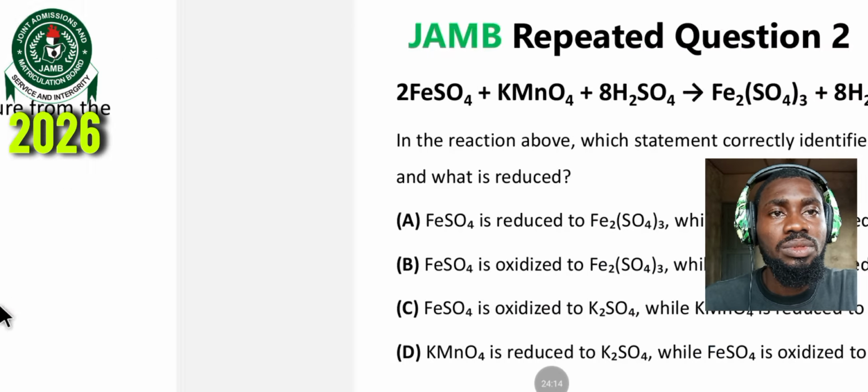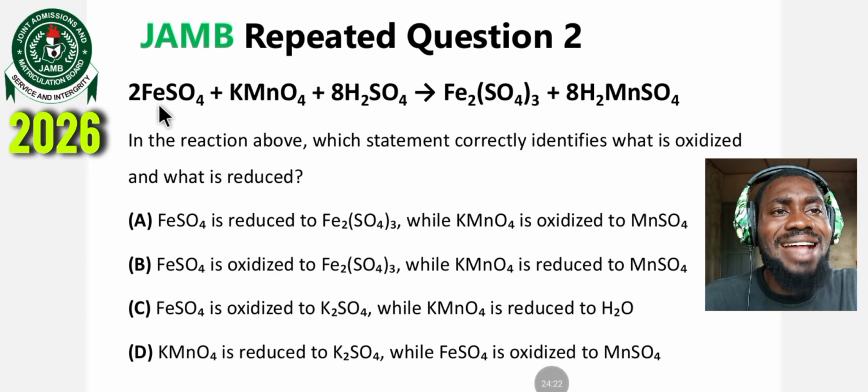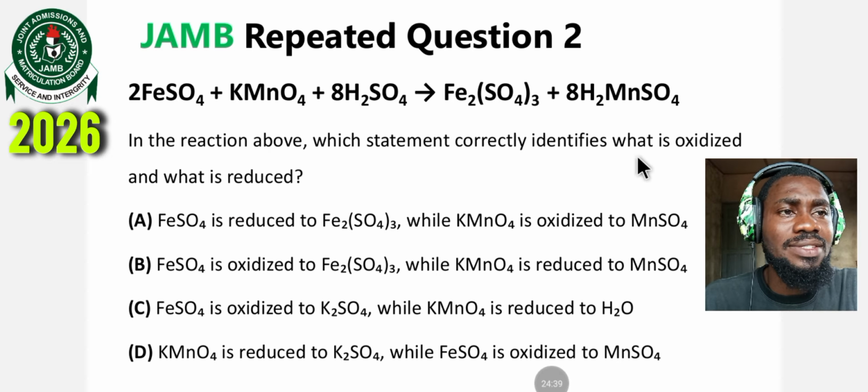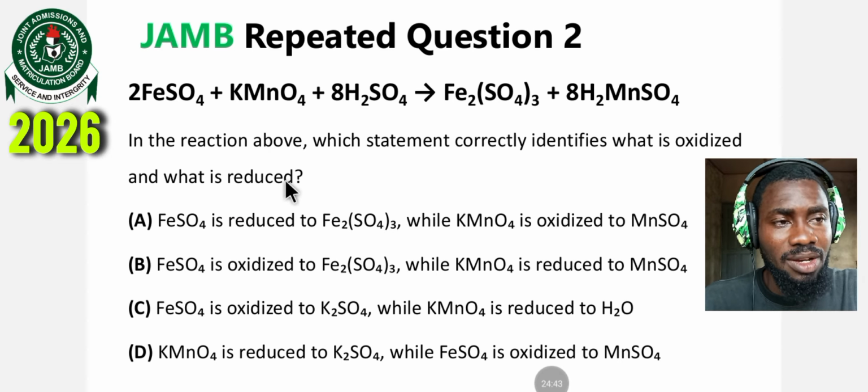Let's move over to the JAMB repeated question 2. Take a look at the chemical equation above. The question says, in the reaction above, which statement correctly identifies what is oxidized and what is reduced?